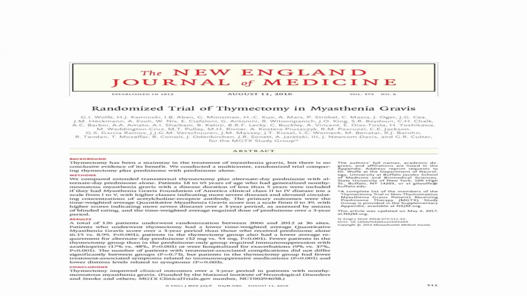So this is the randomized trial of thymectomy in myasthenia gravis. The background of this study was that thymectomy has been the mainstay in the treatment of myasthenia gravis, but there is no conclusive evidence of its benefit. The conclusion of this study was that thymectomy improved the clinical outcome over a 3 year period in patients with non-thymomatous myasthenia gravis.